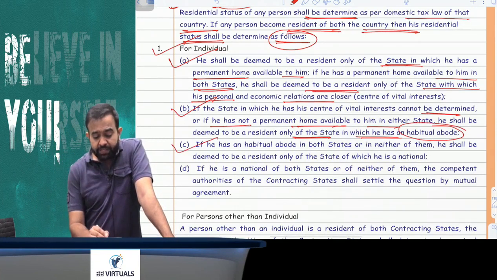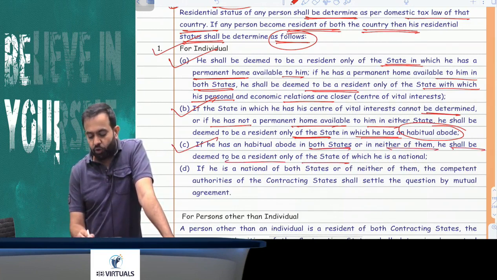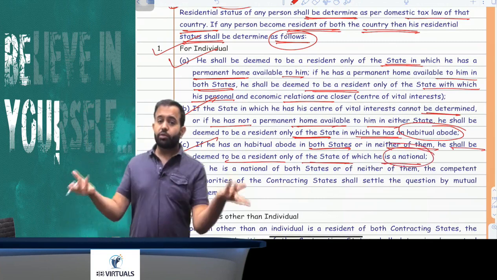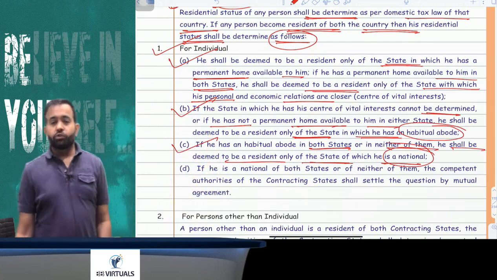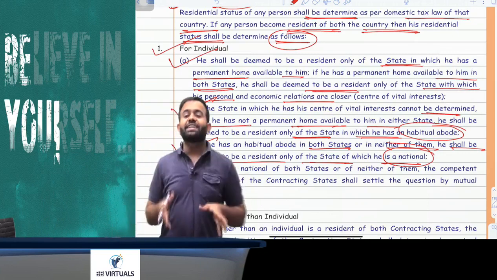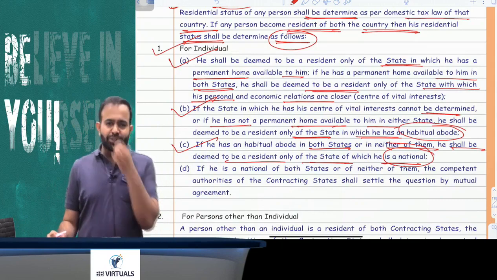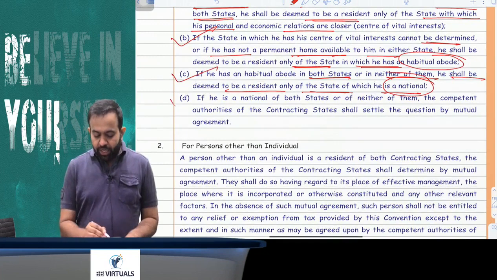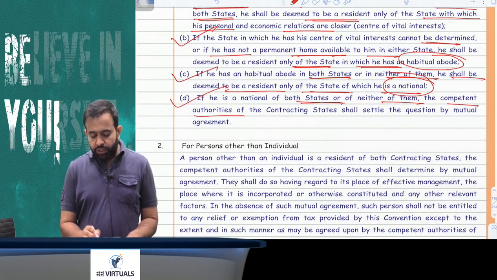Now next part. If he has a habitual abode in both the states or neither of the states, he shall be deemed to be a resident only of the state of which he is a national. If he has a habitual abode in both the states or neither, then he will be treated as a resident of the state where he is a national. Now suppose he is a national of both the countries or neither of the countries. In that case, his residential status will be determined by the competent authorities of both countries by mutual agreement. You got my point or not? Yes, so pay attention. If he is a national of both states or neither of them, the competent authorities of the contracting states shall settle the question by mutual agreement.